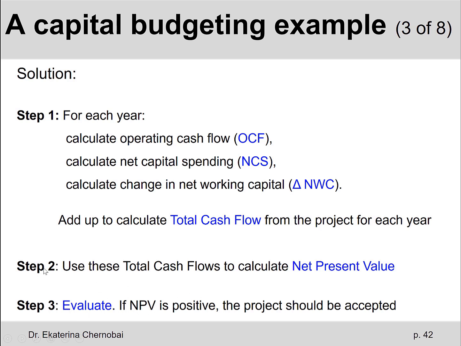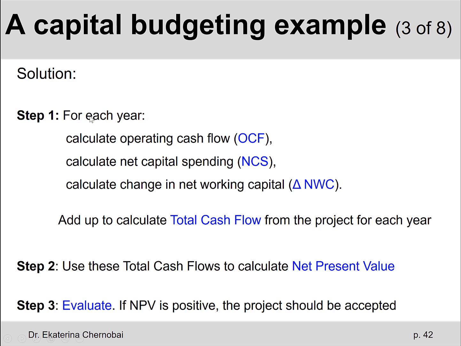But before that, we need to actually calculate the net present value. And for that, we will use the total cash flows, discount them at the known discount rate. And this is where we can use the cash flow keys in the financial calculator. So how do you find the total cash flows for the cash flow keys?